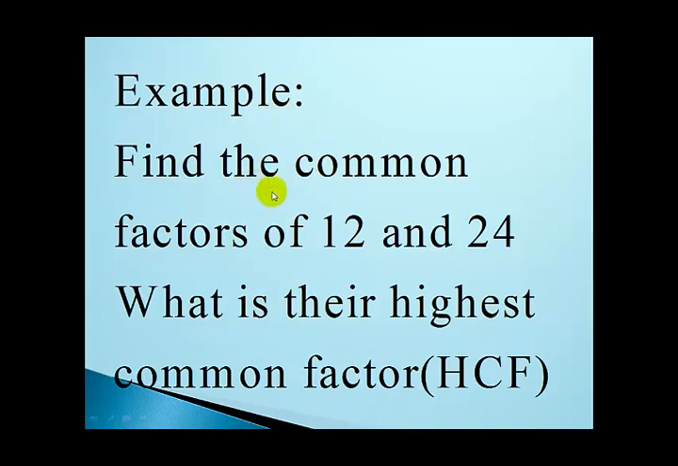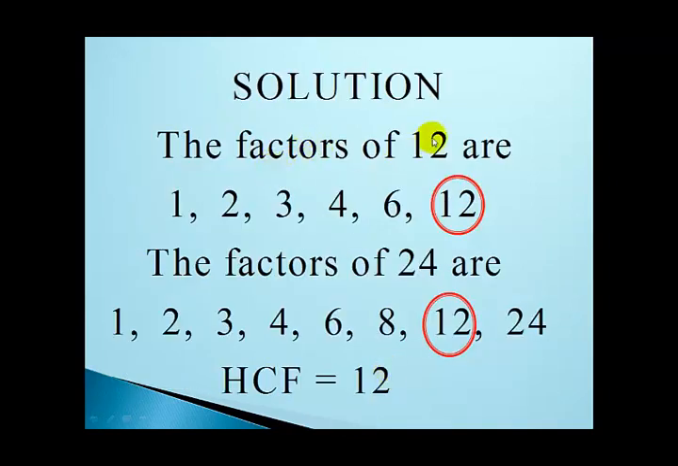Example, find the common factors of 12 and 24. What is their highest common factor? Now let's look at how we can solve this problem. The factors of 12 are 1, 2, 3, 4, 6, and 12. You know why these are factors? Because when we divide the number 12 by all these factors, we have whole numbers. And that's why 1, 2, 3, 4, 6, and 12 are factors.